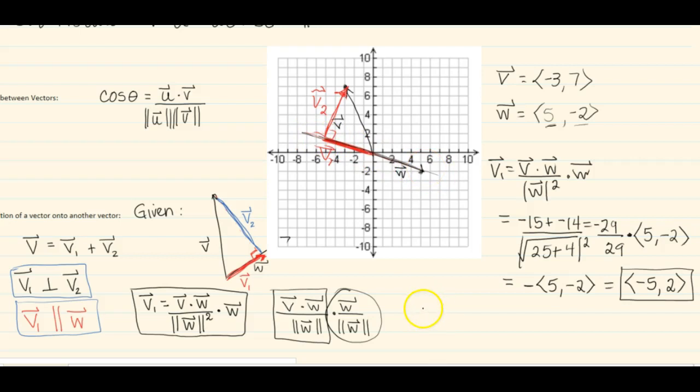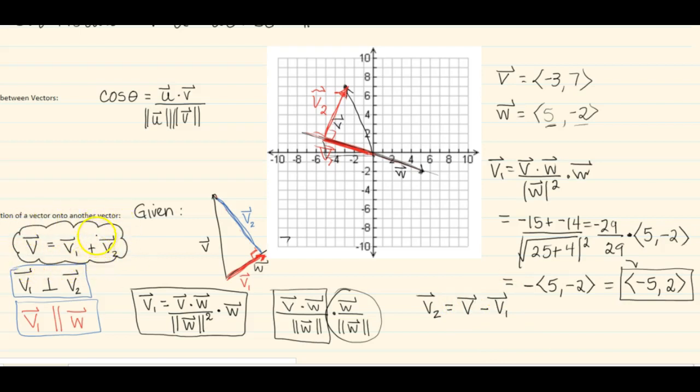All right, so now we've got to go find V2. We found V1, right here, we can see it on our graph. We go negative 5 and up 2. We can see that that is indeed V1. So now let's go find V2. To find V2, remember that you take your original V and you subtract your V1. That's from this part right here.